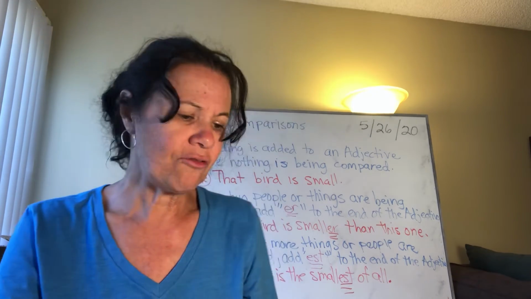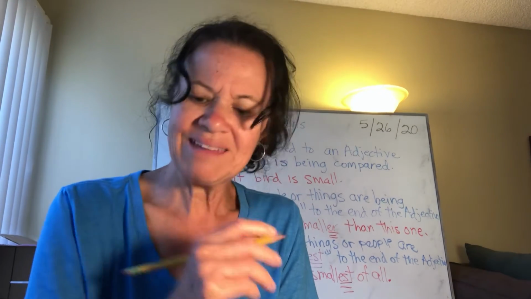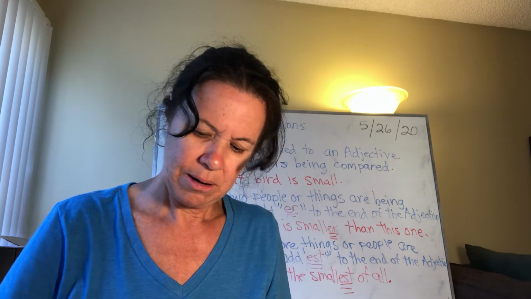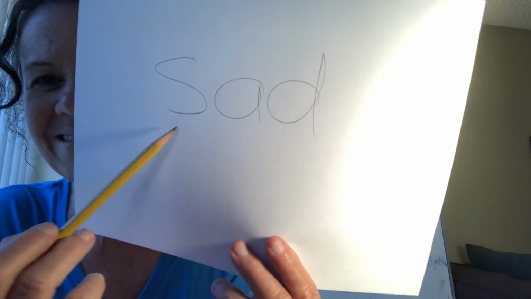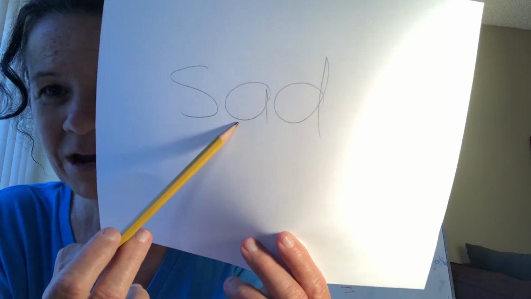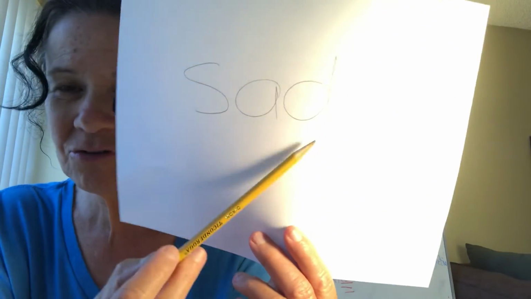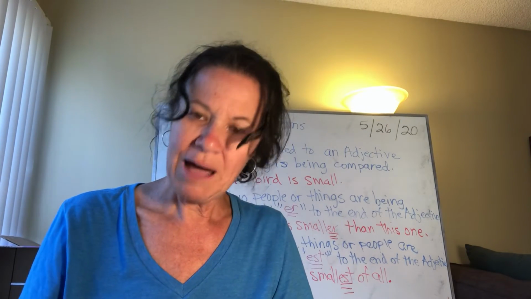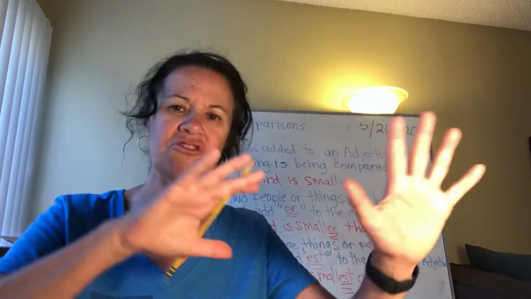All right, so for an example, the first one's sad, S-A-D. I've written out sad here. It's got a short A, sad. It's not sade, it's sad, okay? So because it has a short A, we're going to add two D's to make it sadder, and then two D's to make it saddest. S-A-D-D-E-R, S-A-D-D-E-S-T, okay?